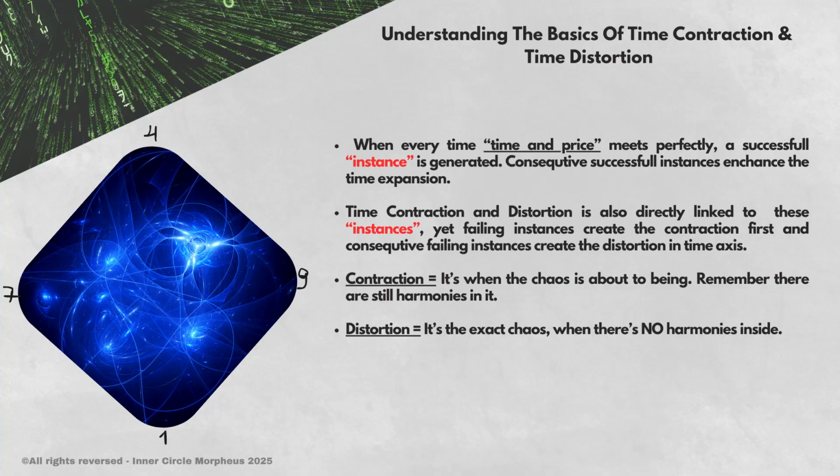What you need to focus on is the easiest ones and understand them with the chaos and harmony in the markets. A successful instance is generated when time and price meet perfectly, and consecutive successful instances enhance the time expansion as well. Time contraction occurs when the time and price are not matched perfectly. This mismatch contracts the time, and if this occurs consecutively, we observe the time distortion. We can basically say that contraction is when the chaos is about to begin. Remember, there are still harmonies in it. And the distortion is the exact chaos, and there's almost no harmony inside.